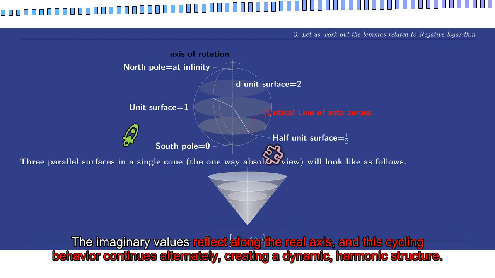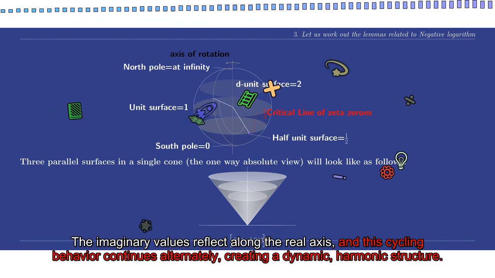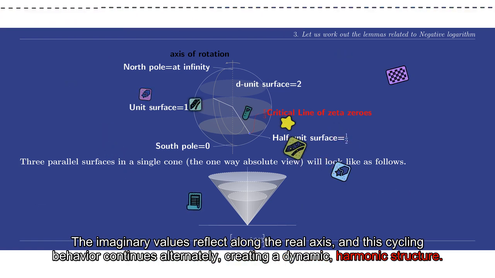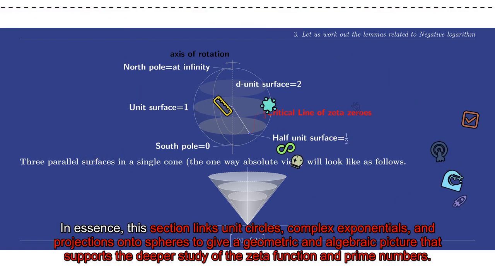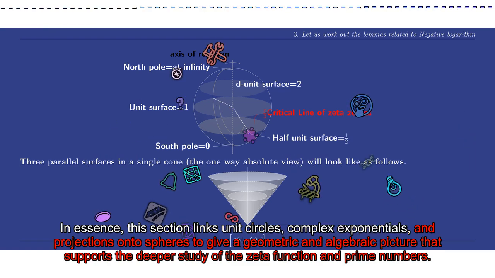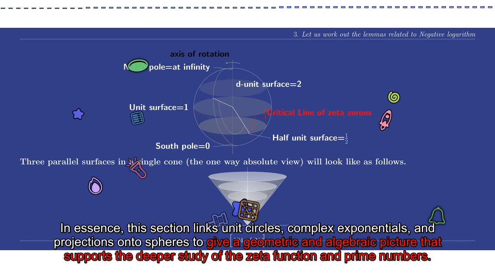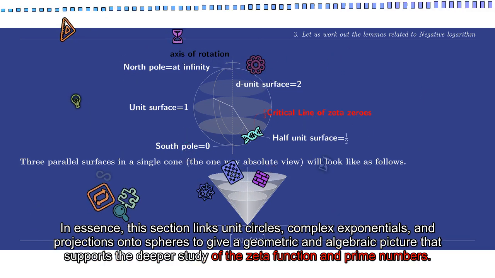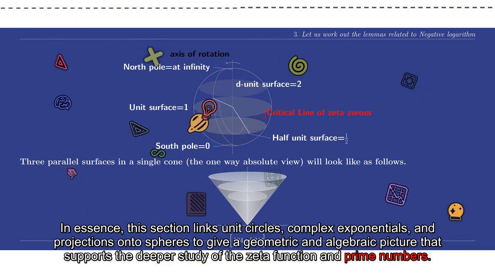The imaginary values reflect along the real axis, and this cycling behavior continues alternately, creating a dynamic, harmonic structure. In essence, this section links unit circles, complex exponentials, and projections onto spheres to give a geometric and algebraic picture that supports the deeper study of the zeta function and prime numbers.